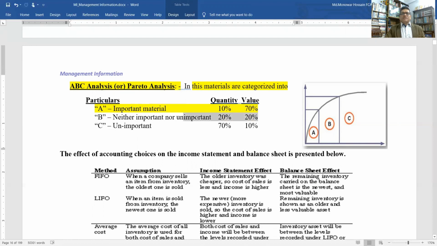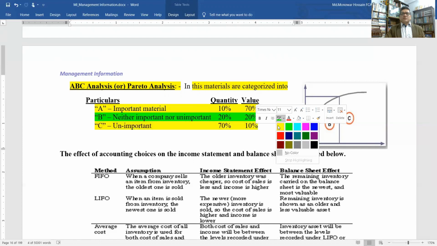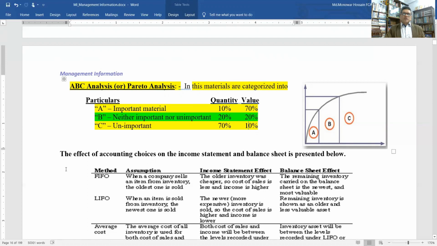B: quantity and value are more or less equivalent. And C is unimportant: the quantity is huge but the value is low. So what matters is the effect of the accounting choice on the income statement and balance sheet. If the A category inventory is controlled perfectly, then all inventory control would be sufficient or perfect. You have to emphasize the A category items. It's okay.